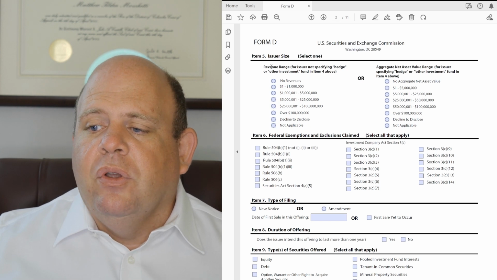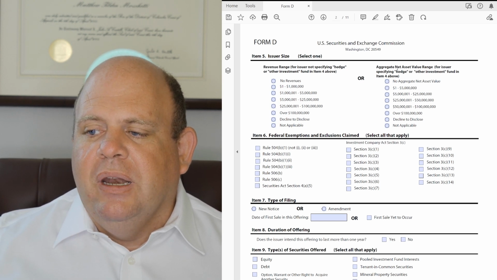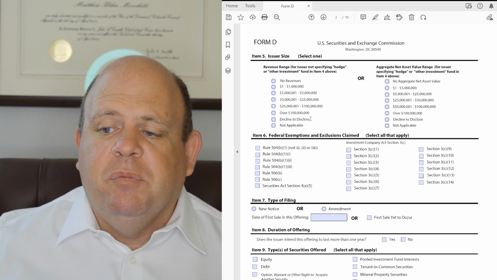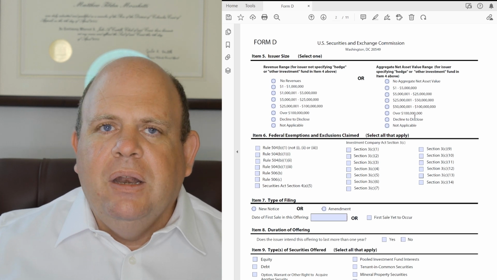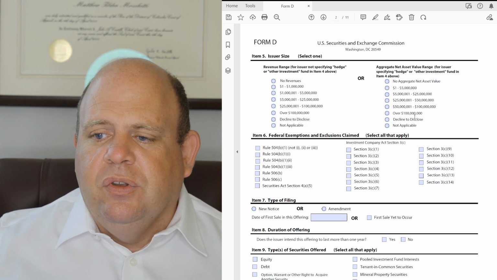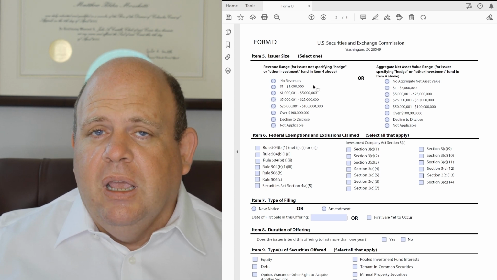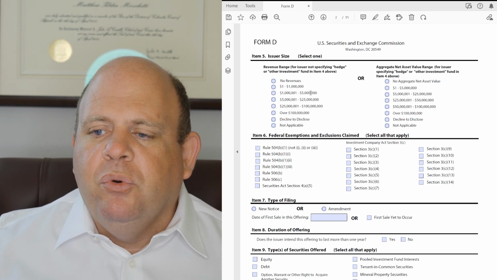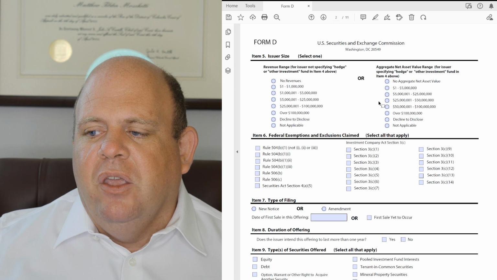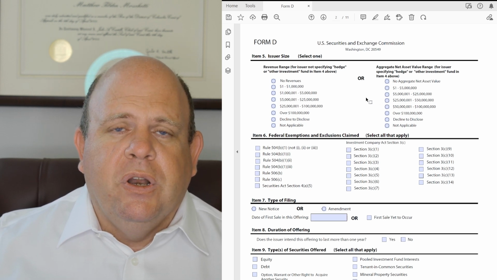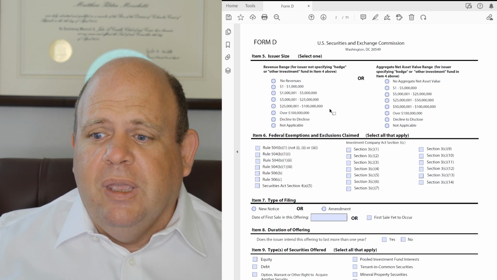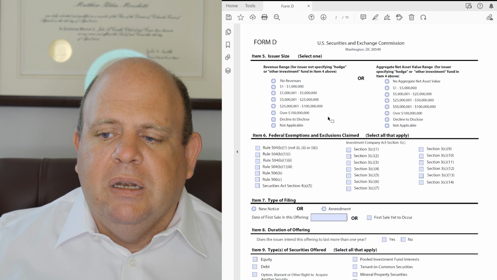Issuer size, here they're looking for revenue range or the aggregate net asset value. Now, a lot of times you can choose, and a lot of people do decline to disclose. I don't see necessarily a reason to choose decline to disclose. Certainly if I was starting a real estate syndication company, for example, or a fund, I might want to put what its revenue range or what the asset value range is, just as a small token of promoting myself. If it was a business and a small, closely held business, I probably would always choose decline to disclose.